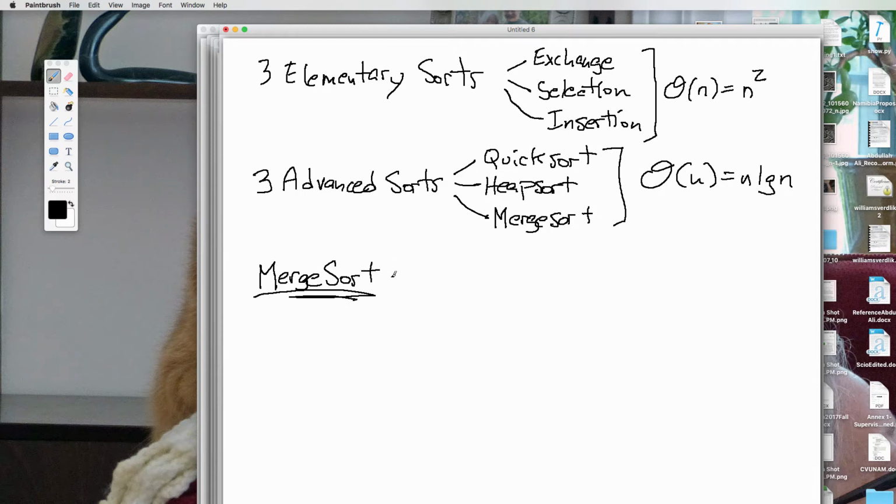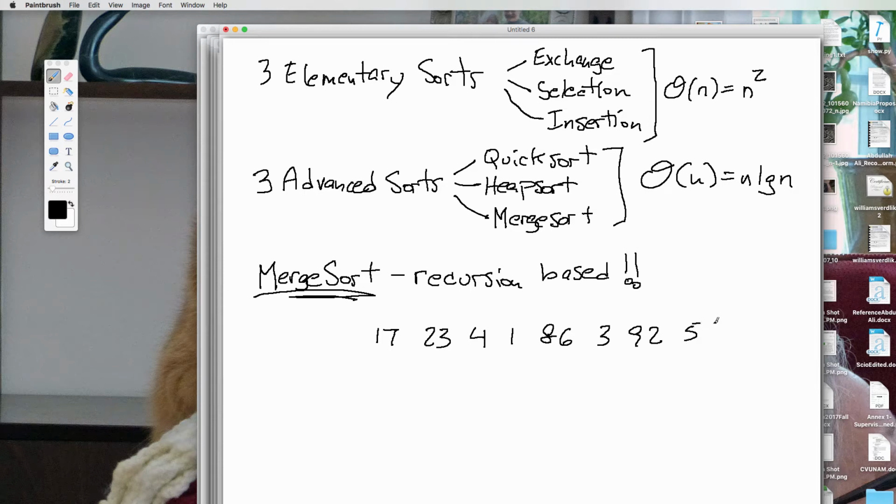This is a very clever sort, and it is recursion based. I hope that's not going to frighten too many people. I think it's time that we described it. So let us imagine that we have an array that we want to sort. There is my array, 1, 2, 3, 4, 5, 6, 7, 8.